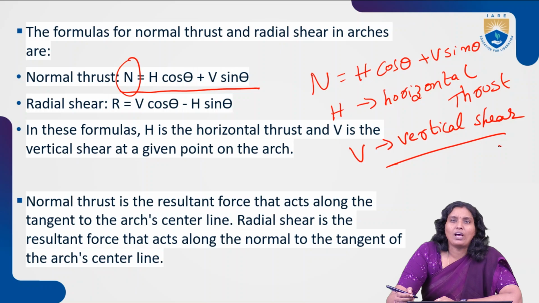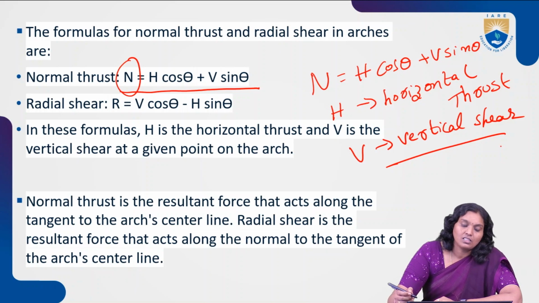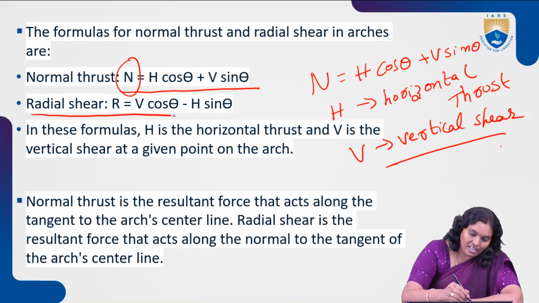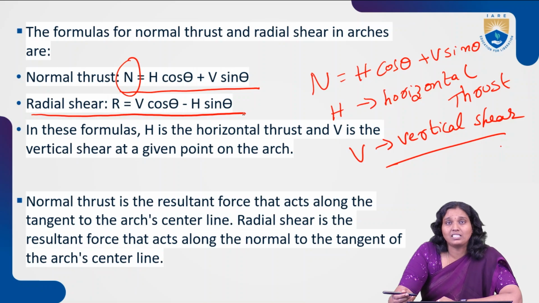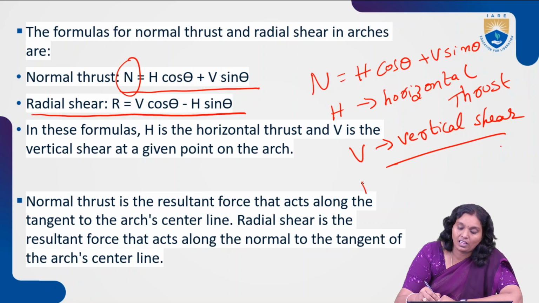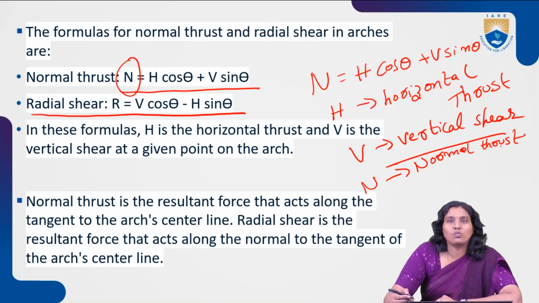So in these formulas we are understanding the radial shear, which we will see in our next classes. The formula for radial shear is R = V cos theta minus H sin theta. The normal thrust, with notation N, is N = H cos theta plus V sin theta.